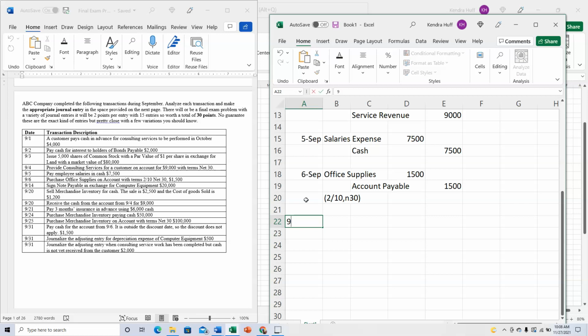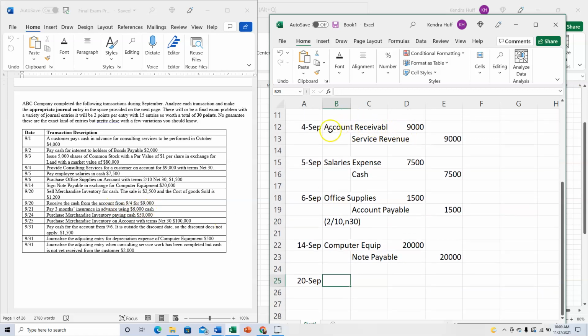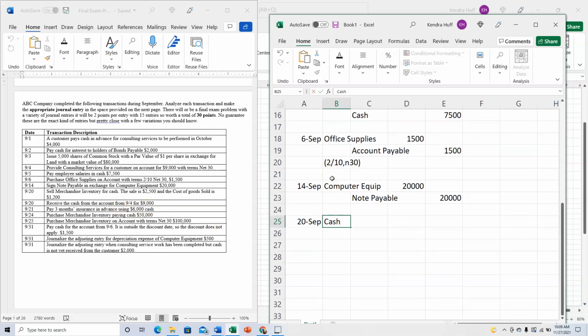On the 14th, I signed a note payable in exchange for computer equipment. So I bought some computer equipment and I paid for it with a note payable. 9.20. Received the cash from the account from 9/4 for $9,000. So this was paid to me. So I got cash and account receivable.